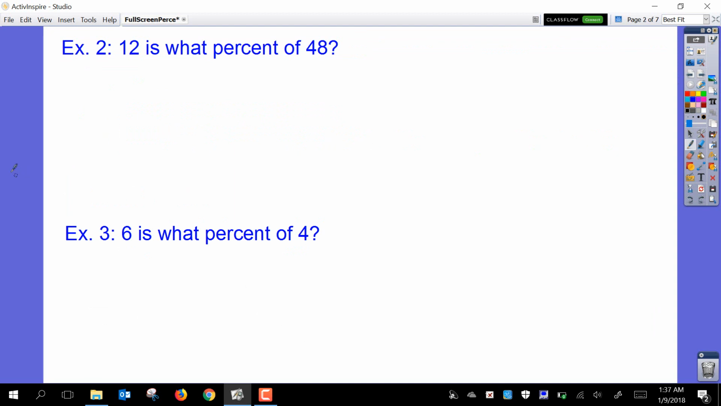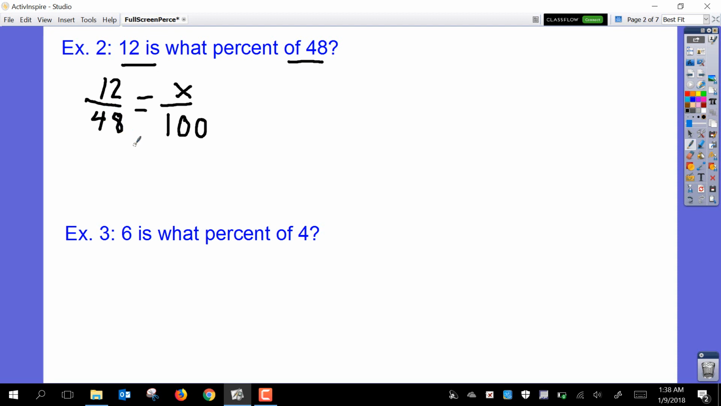Now, I would quickly pause this and give this a try. So, next. 12 is what percent of 48? I'm going to once again start with my proportion and then start with my 100. It looks like the percent is what we don't know, so I'm going to put an X here. 12 is going to be our part, what percent of 48? So 48 is going to be our denominator.